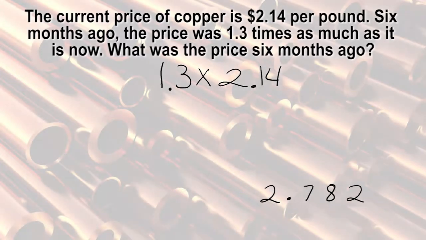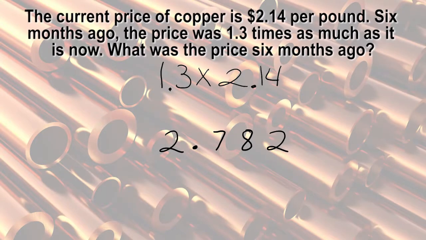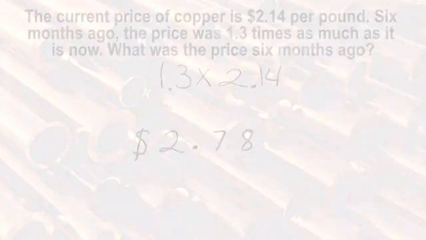Since our original problem asks for the price of copper 6 months ago, we need to provide our answer as a price. We can round our answer to the nearest hundredths, which gives us a final product of $2.78. The price of copper 6 months ago was $2.78.